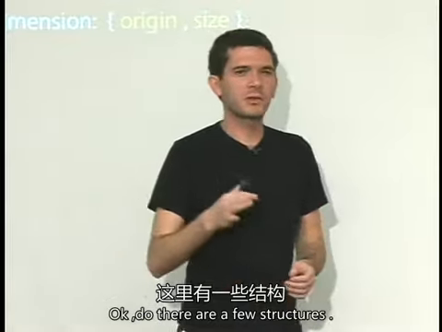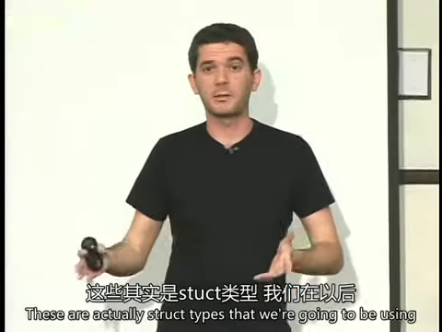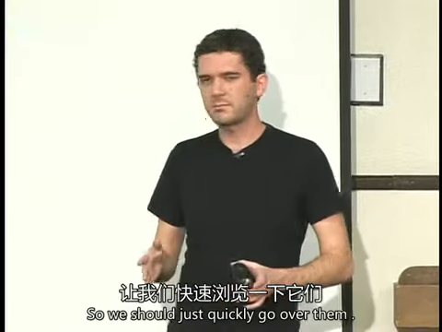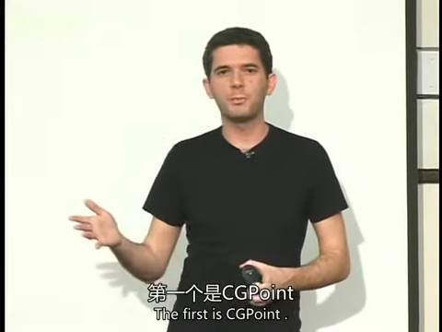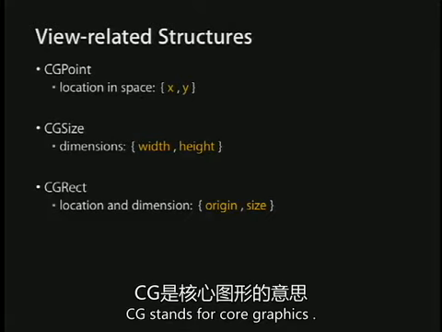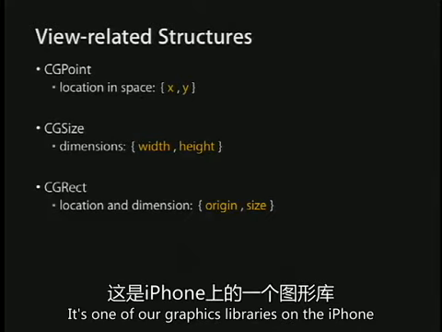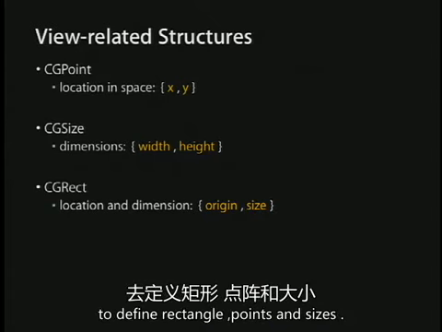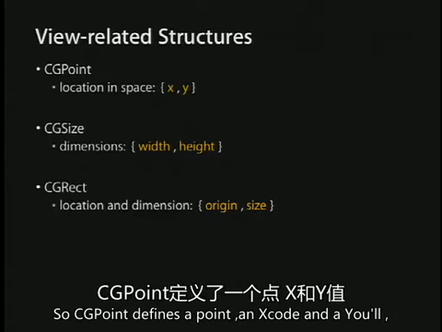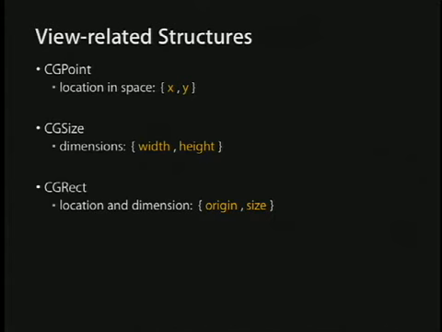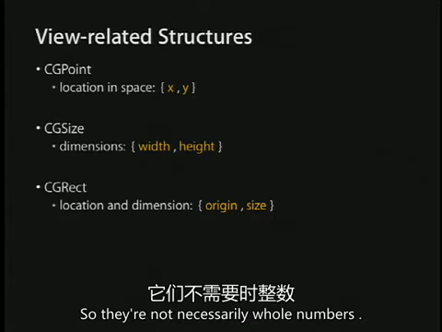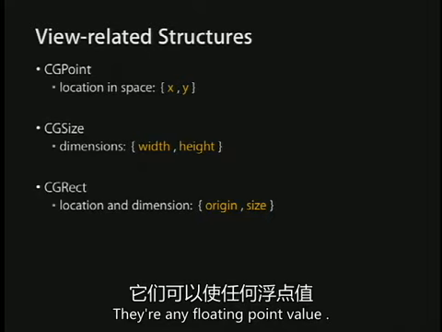Okay, so there are a few structures. These are struct types that we're going to be using for the rest of the day, and you'll see a lot later, so we should just quickly go over them. The first is a CGPoint. CG stands for Core Graphics. It's one of our graphics libraries on the iPhone. We use it for drawing, and we use its structures to define rectangles, points, and sizes. So CGPoint defines a point, an X and a Y, and all of these values are floating point values. So they're not necessarily whole numbers, they're any floating point value.